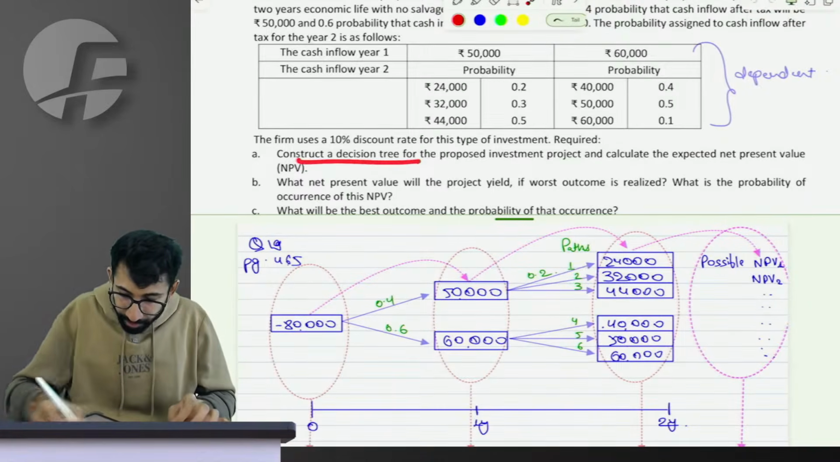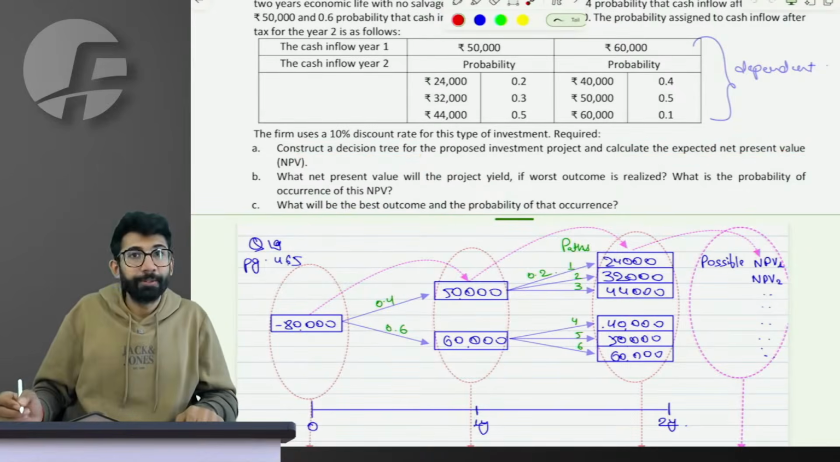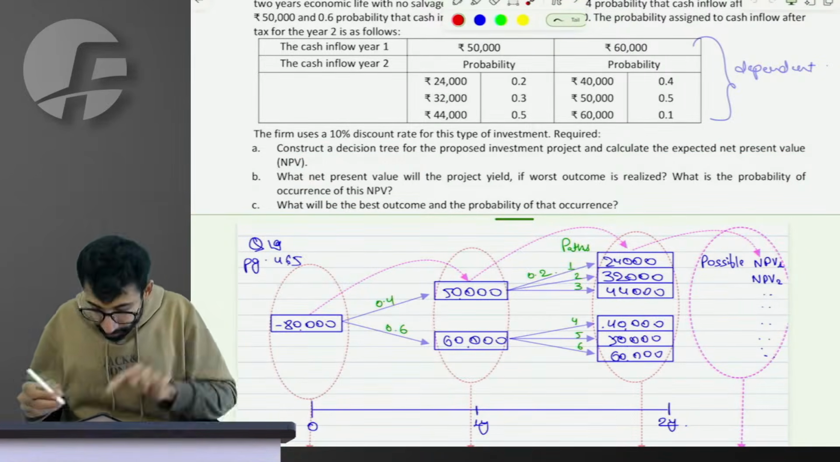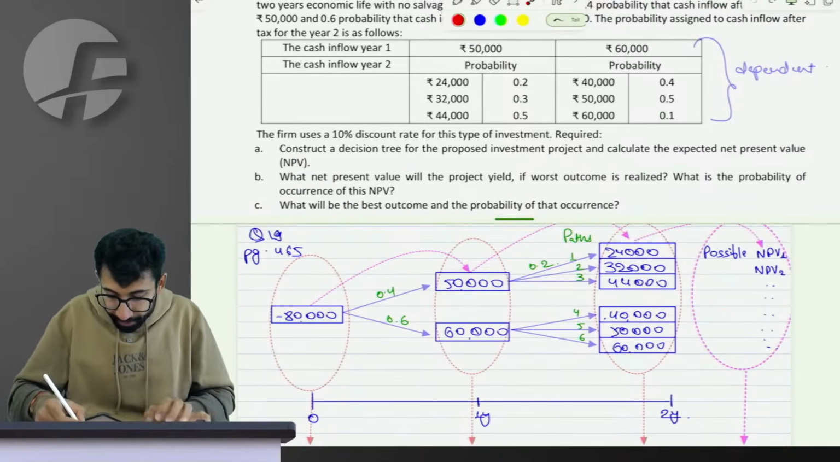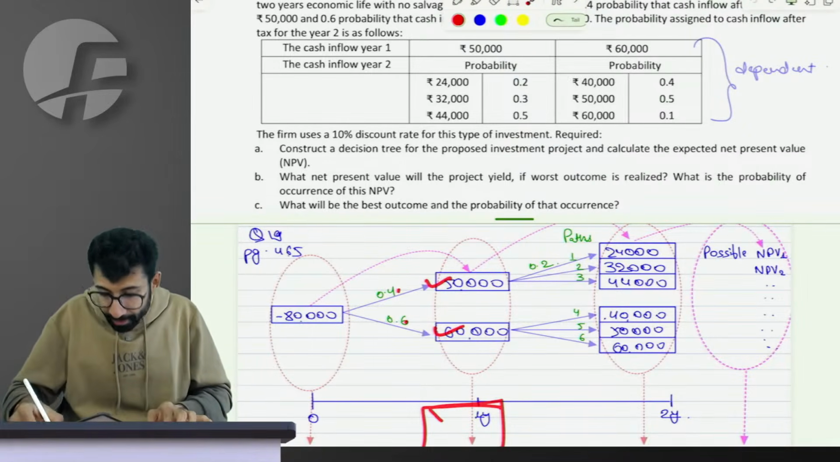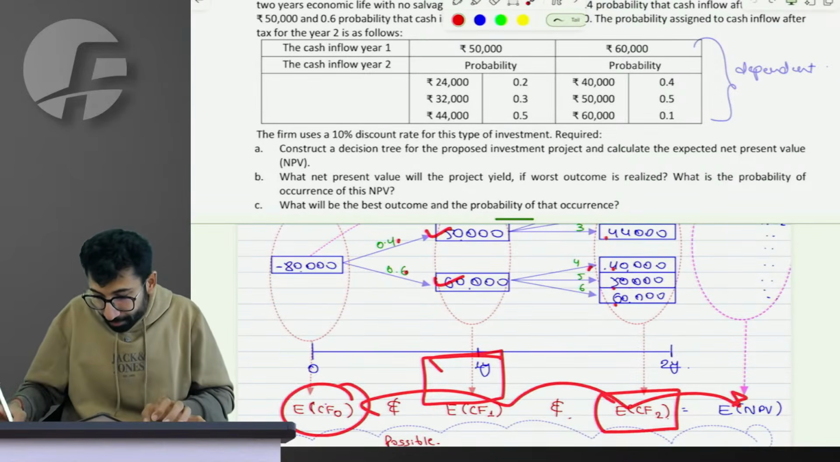Construct a decision tree and calculate expected NPV. Expected NPV you have to calculate. Sir, now I am confused which approach I have to follow. First, should I calculate the expected cash flow? For example, these are the cash flows with this probability. This is the expected cash flow. Similarly, these are the cash flows with the probability. Give me expected cash flow, and from expected cash flow give me expected NPV.